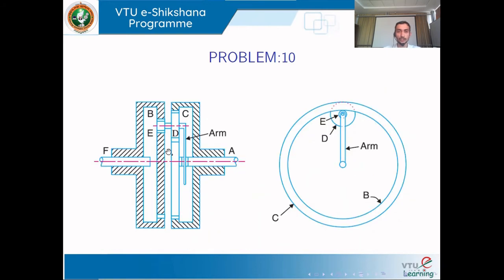So if we sketch the arrangement, you have two wheels which have internal teeth. One is gear B and another one is gear C. Gear B is connected to shaft F, and gear C is not connected to this shaft, but it is coaxial. So these are two compound gears, D and E. E is meshing with B, D is meshing with C, and the compound wheels are held by this arm, which is connected to the shaft A.